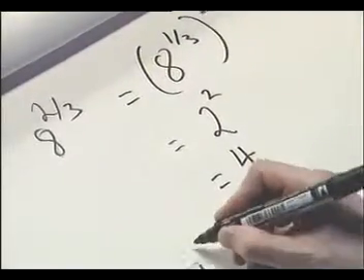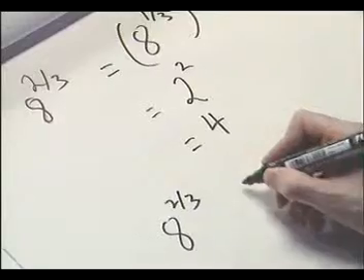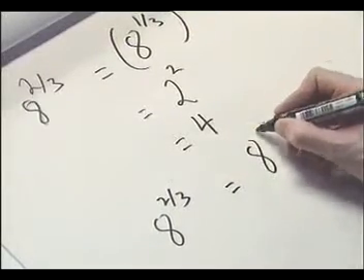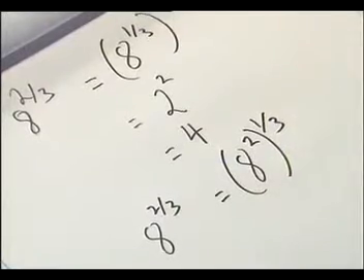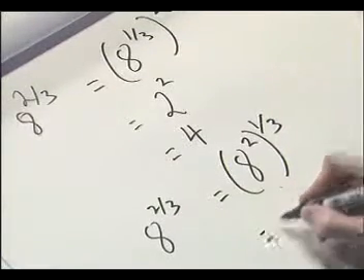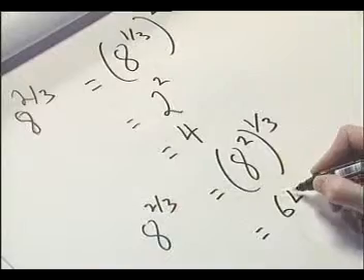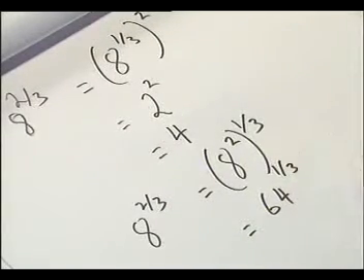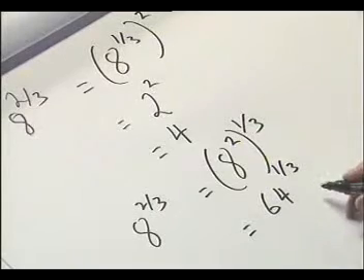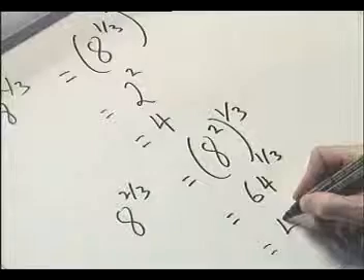But we don't have to think of it like that. We can think of it as 8 squared raised to the power 1/3. 8 squared we know is 64, and now we have to take it to the power 1/3. We need the cube root. We need a number that, when multiplied by itself 3 times, gives us 64. And that number is 4.